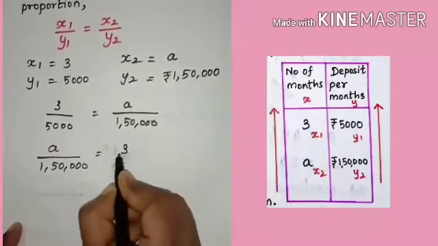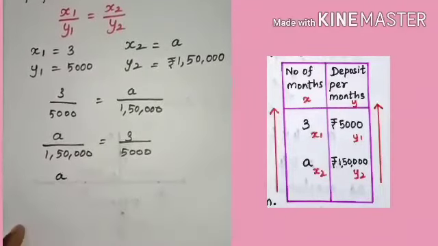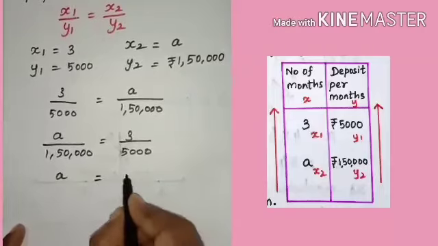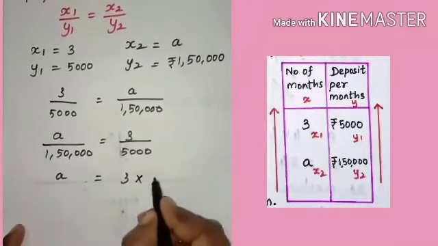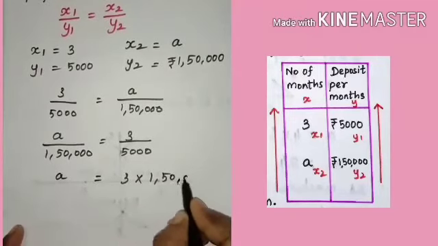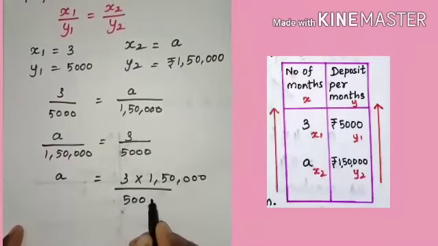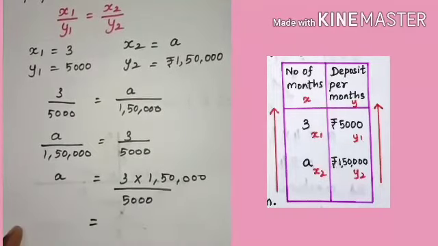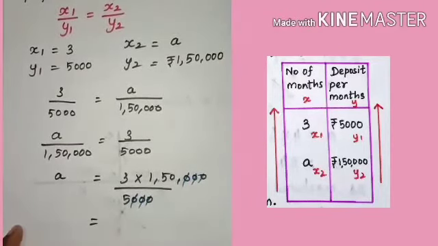Now we can write it as A is equal to 3 by 5,000. And here we need the value of A. So bring 1,50,000 to the other side. It becomes multiplication of 1,50,000. Here already 5,000 is there. So now cancelling 3 zeros in the numerator as well as in the denominator.